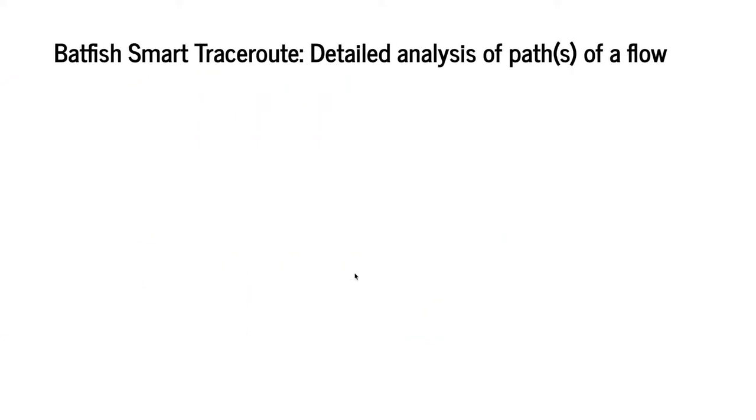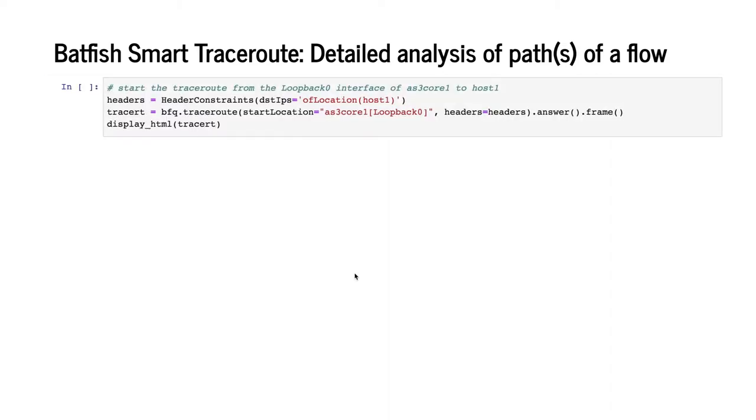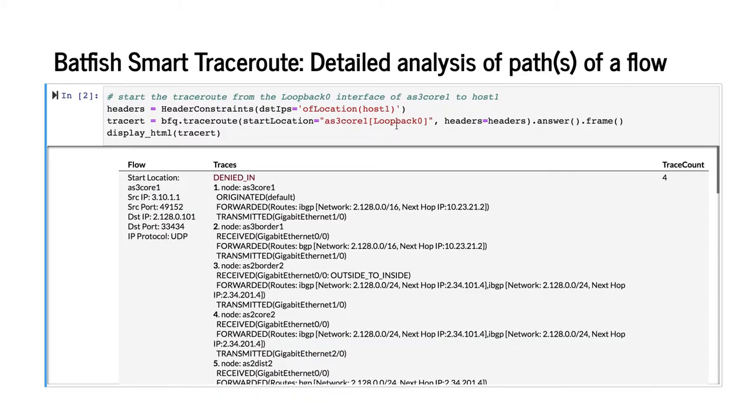First, let's use Batfish Smart Traceroute to find the path taken by AS3 core routers to reach the DNS server host 1 in AS2. The essence of traceroute is two parameters: where the trace starts and what packet is traced. Here we will trace a flow beginning at AS3 Core 1's loopback interface with packet headers configured with the destination IP of host 1. Let's look at the result.